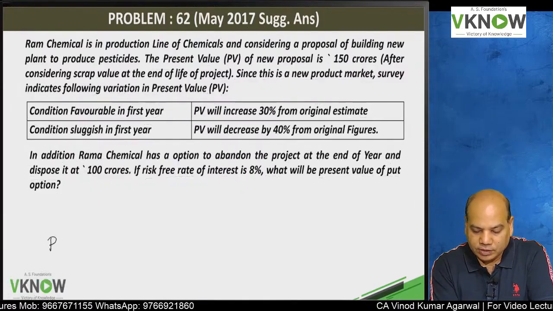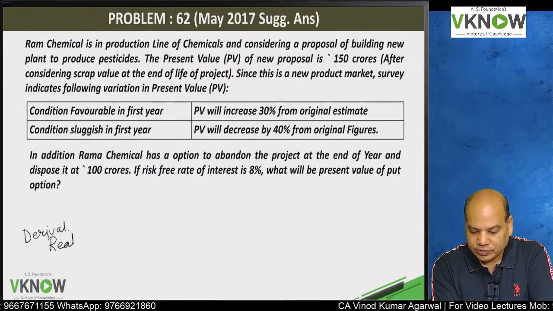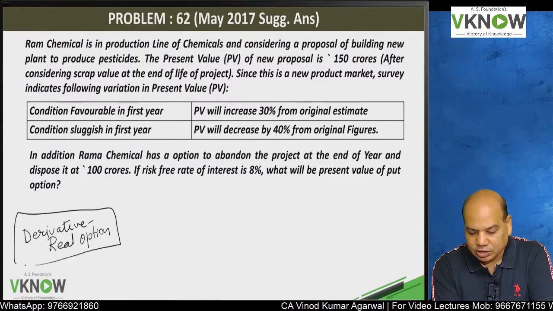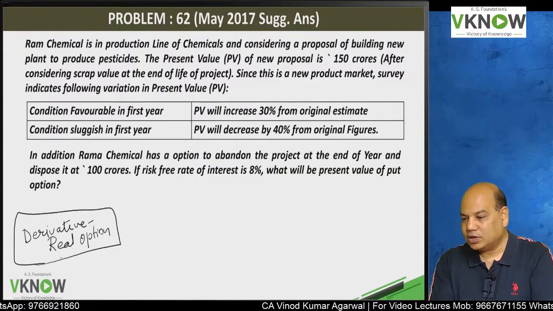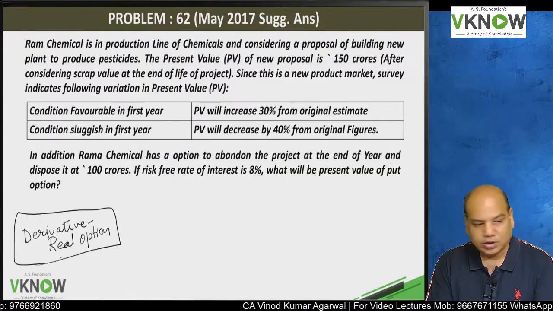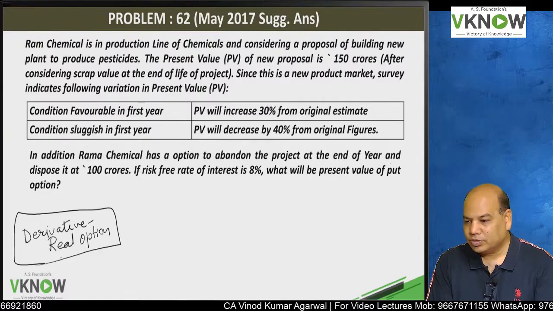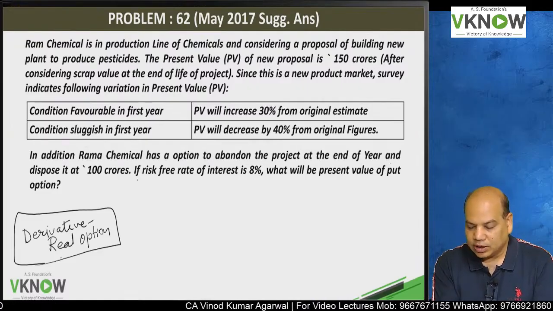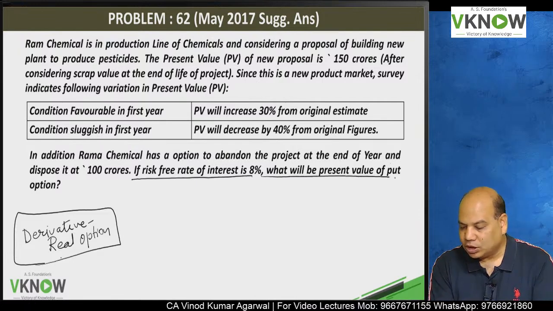This problem we have done in the derivative chapter, the same question, real option, only the figures were different. So I thought one question will be taken here also. That will be like a small revision. Option to abandon the project is like holding a put option.